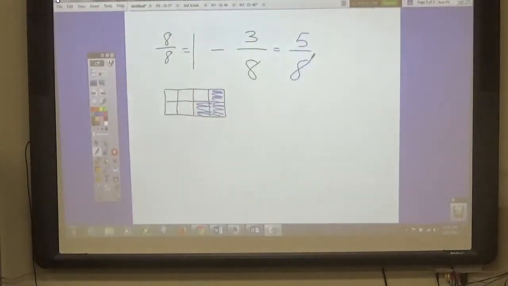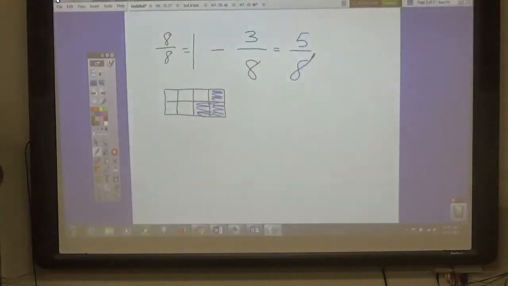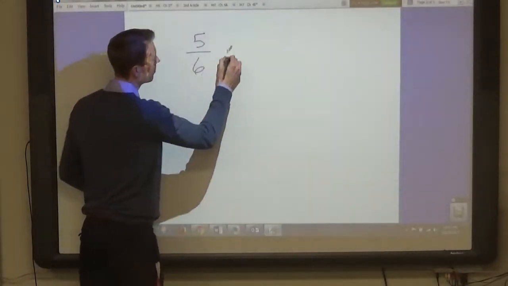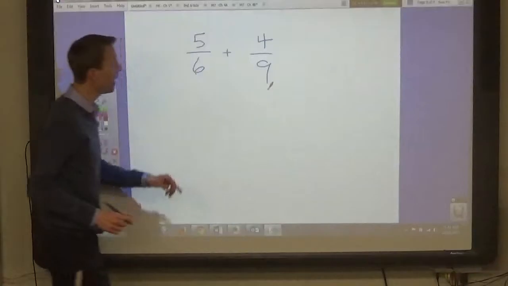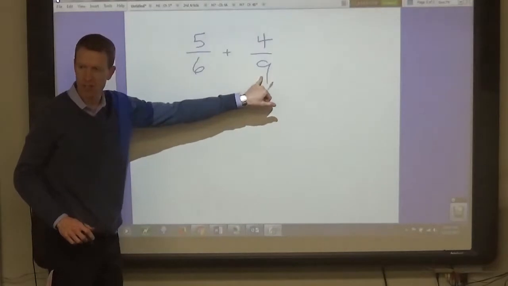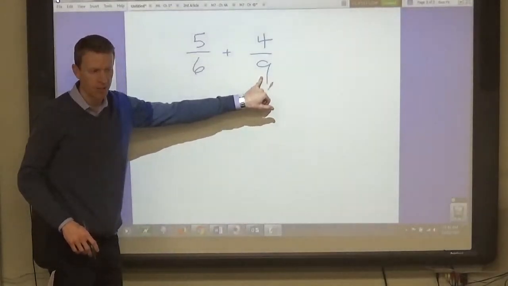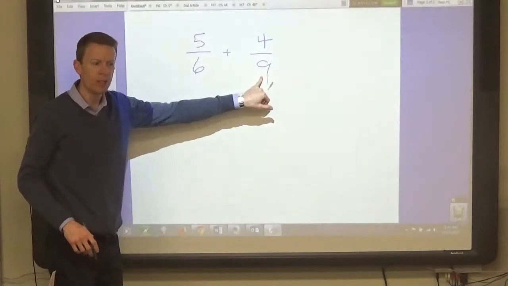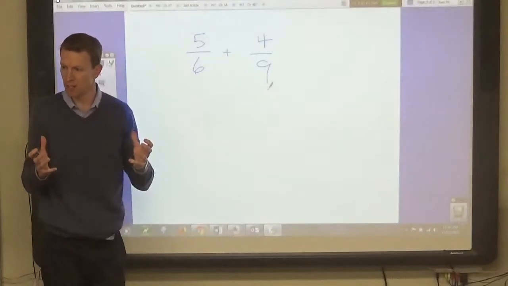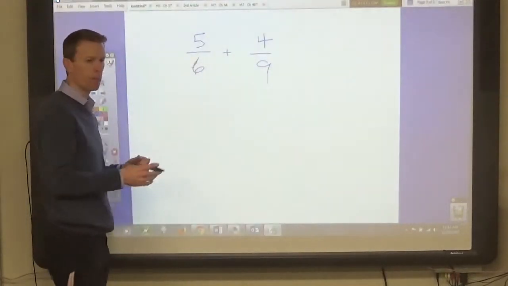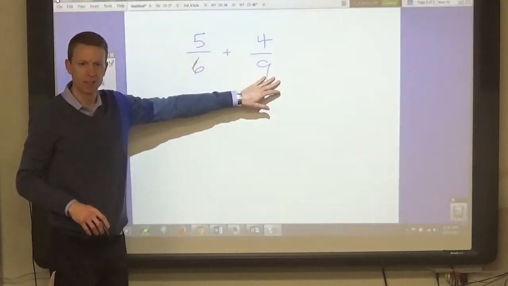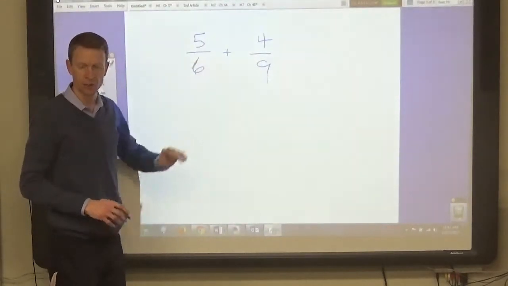Let's say that we are on example number 1, 5/6 plus 4/9. Okay, now we have 5 pieces that are in 6ths, and we have 4 pieces that are in 9ths. Yes, we do need the same denominator. To get the exact amount, we have to have the same size pieces. So we're going to have to cut the 6ths up and the 9ths up so that they are the same size. What's the common multiple that we could use?